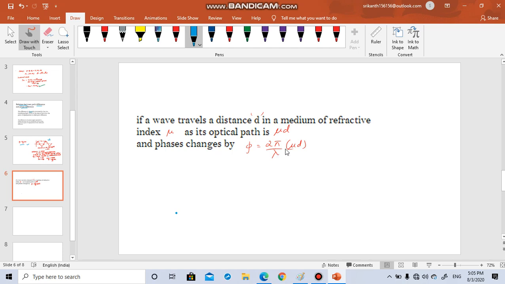x, but here, in place of x, it should be mu d. So mu d is the optical path, and what is the phase difference now coming? How much is the phase changing now? The phase is changing by phi equal to 2 pi by lambda into mu d. This is very useful in terms of numericals. This concept is many times asked, so please make a note of this useful concept.